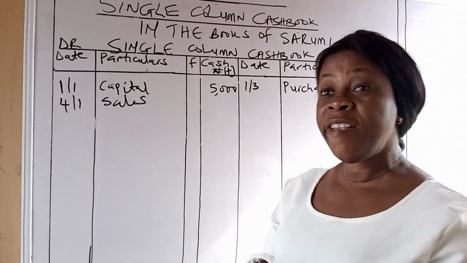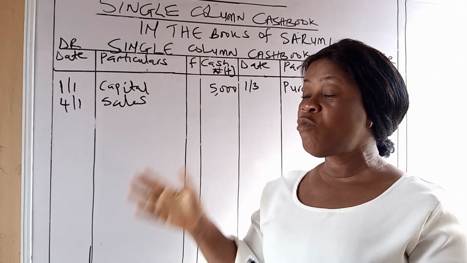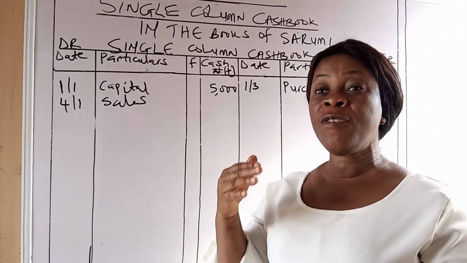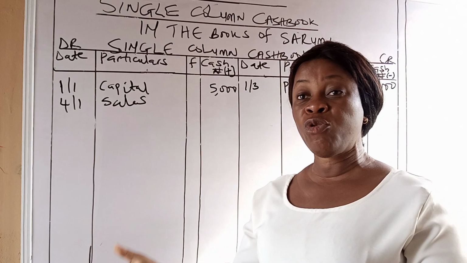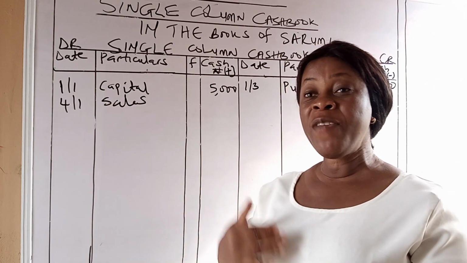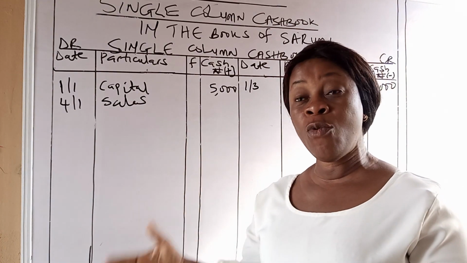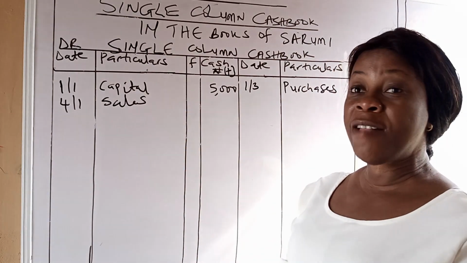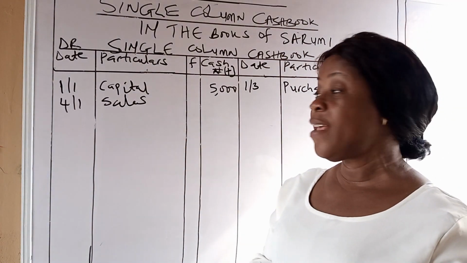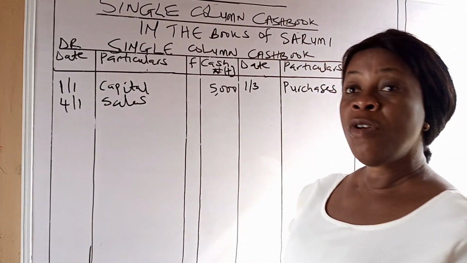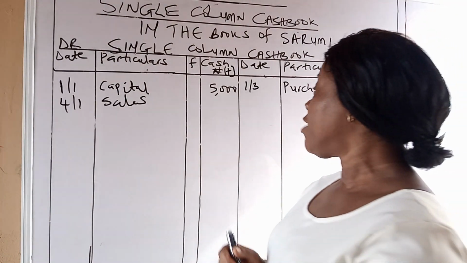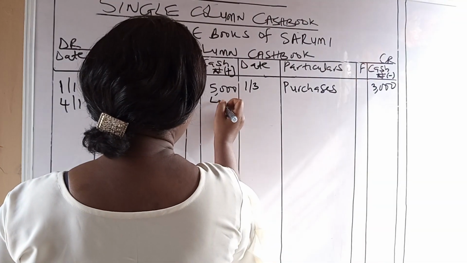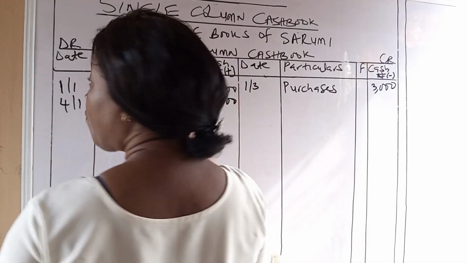Unlike a situation whereby it is said that it was a fixed asset they disposed of or sold, whenever any fixed asset is sold, it is the name of that fixed asset that will be written in the particulars column. But in this case, it was goods that were sold. So in the column for cash, we are going to write the amount, which is 4,000 naira.